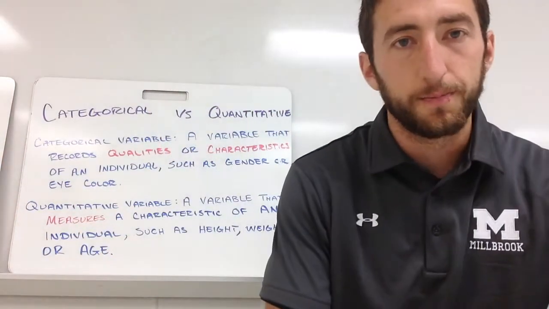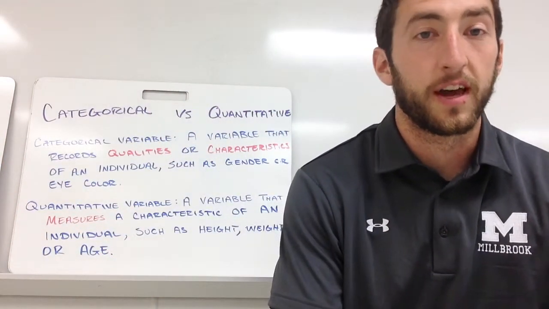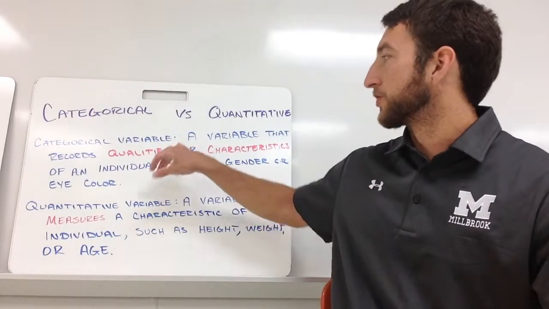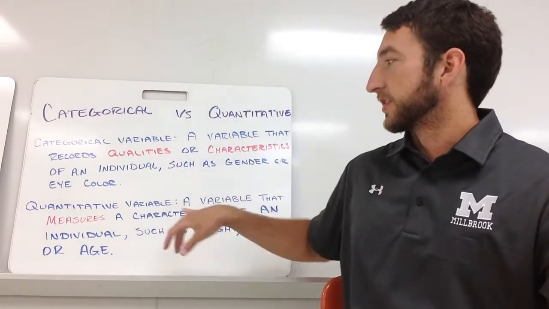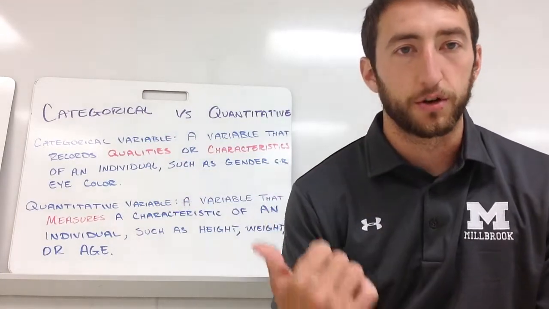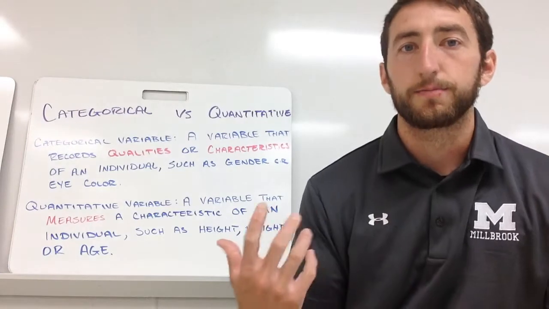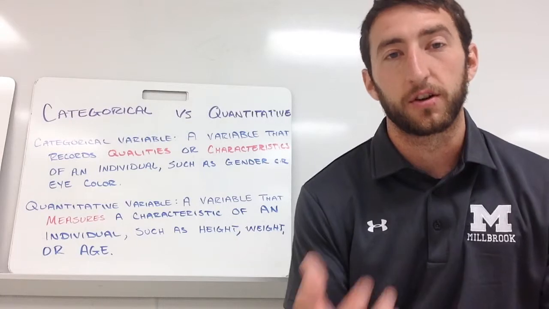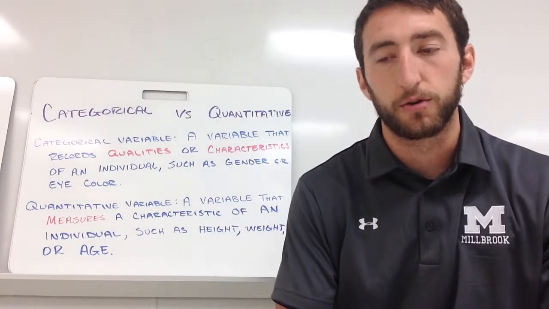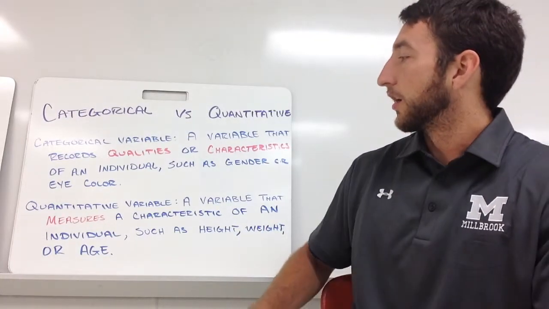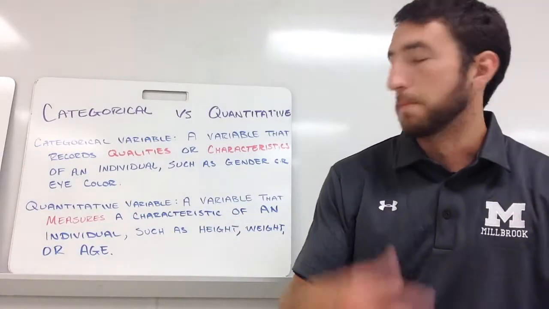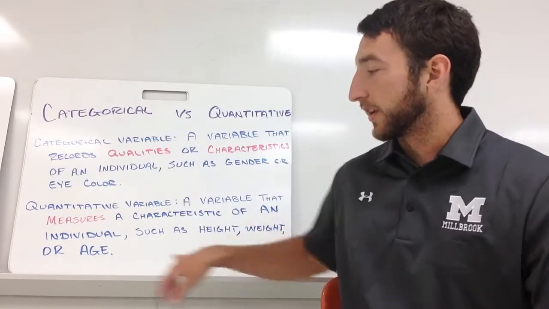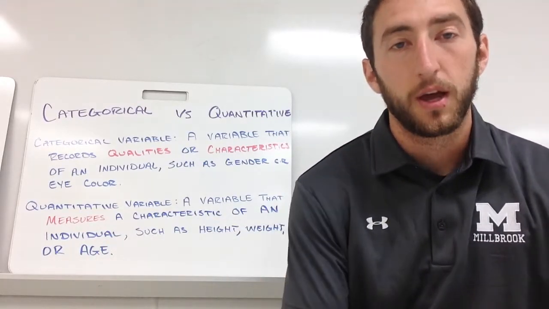Alright, so what we're going to be able to do is identify whether it's a categorical variable or a quantitative variable. So a categorical variable measures qualities and characteristics of an individual, such as gender or eye color. So those are qualities or characteristics. They're not necessarily numbers. So usually with the categorical ones, they're going to be the words. Whereas quantitative is a variable that measures the characteristics. So think of it being measurable, such as height, weight, or age. All of those are measurable by different things.